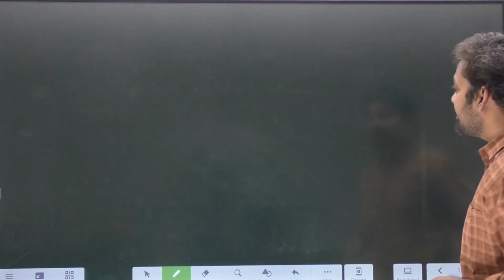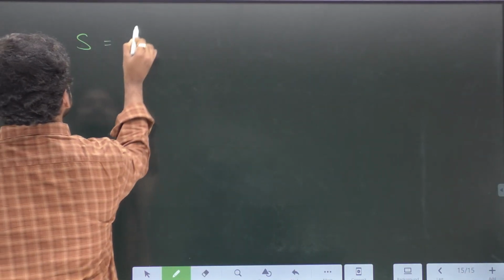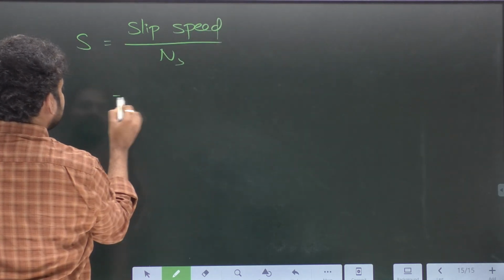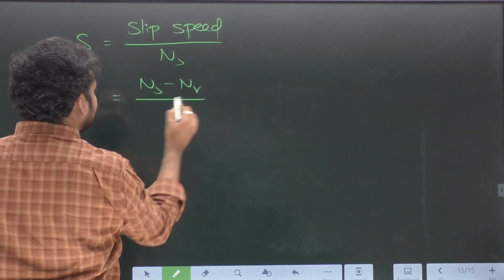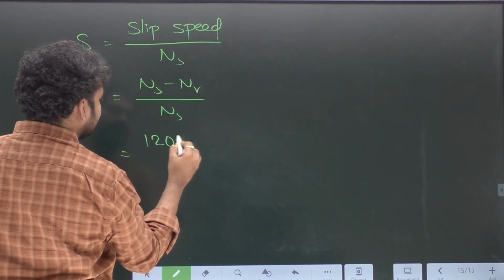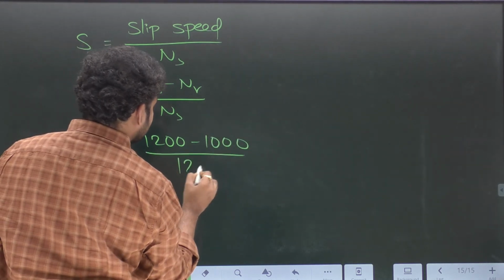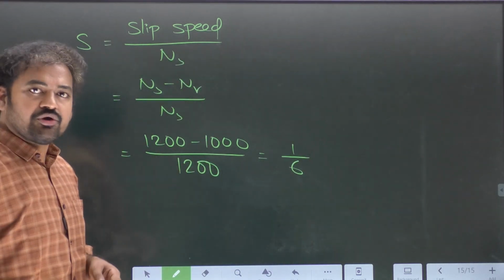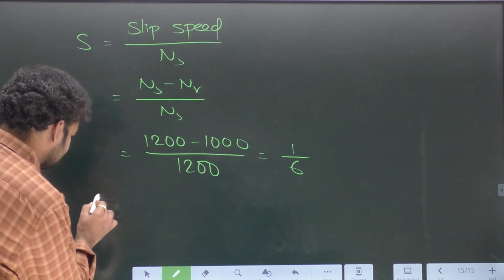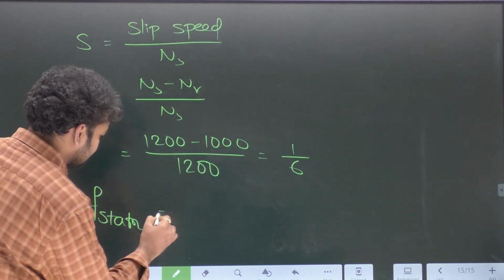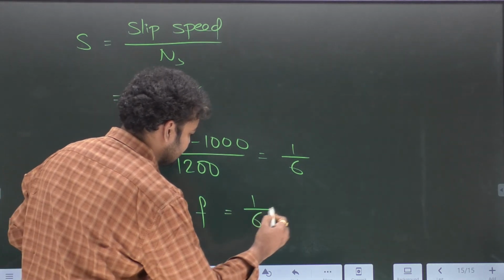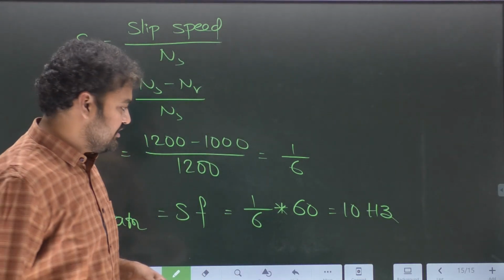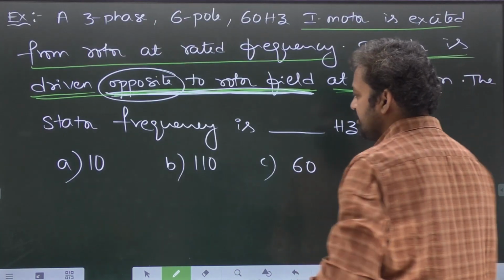If slip speed is Ns minus Nr, then what is the slip value? We know S is equal to slip speed with respect to synchronous speed. Slip speed is right now Ns minus Nr. Therefore, Ns 1200, Nr 1000, divided by 1200. So you'll get 200 by 1200, that is 1 by 6. Okay, if the slip is 1 by 6, then what is the stator frequency? That is nothing but the slip frequency, S into F. 1 by 6 into 60 hertz supply, therefore the answer is 10 hertz. The stator frequency in this case is 10 hertz, therefore the answer is 10.